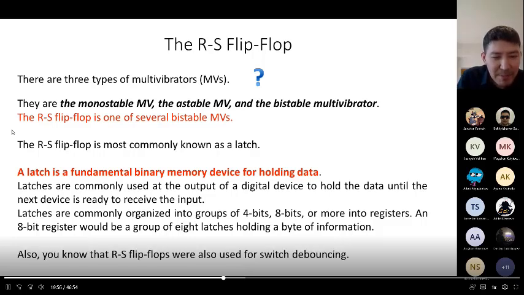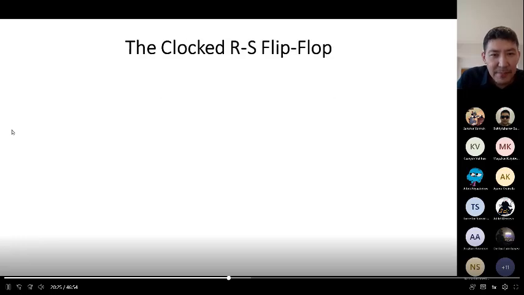Okay, but also you should remember that RC flip-flops, we actually used them for switch debouncing. When we use the flip-flops for switch debouncing, we could say it's a latch, but the latch's purpose is actually to hold information. Flip-flops can be used for other purposes, not to hold information. For example, for switch debouncing.